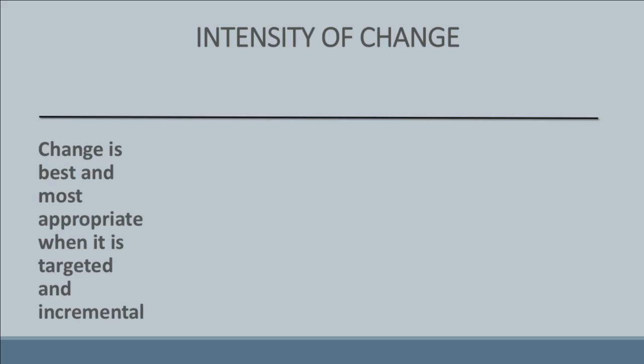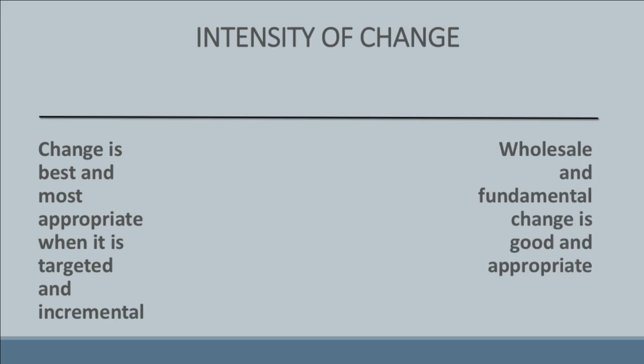When you think of the intensity of change, well, the continuum there could be that change is best and most appropriate when it's targeted and incremental. So kind of light change. What's needed when it is needed? Well, the other end of that continuum would be that wholesale and fundamental change, even dramatic change, is good and appropriate. And so you can take a look at this continuum line, and that's what the CSI gives us.